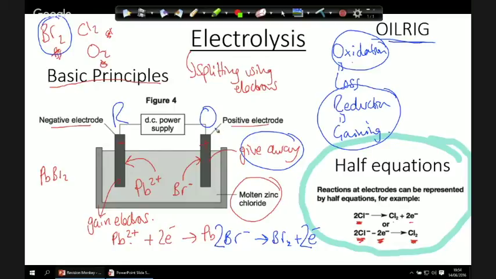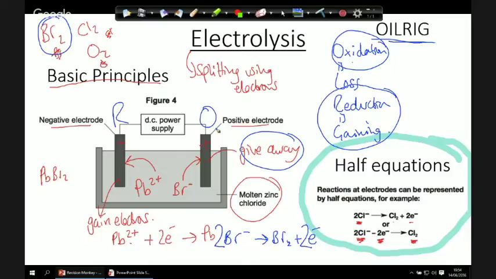So quick question, how many marks are the half equations? There'll probably be 1 or 2 marks. They'll have half of it probably already there for you, and you would have to complete it for 1 mark and balance it for the other mark.